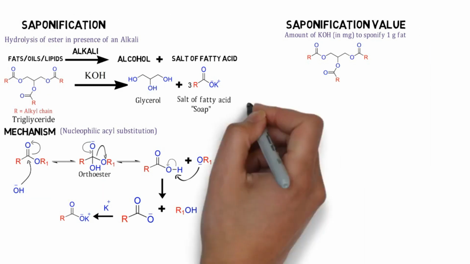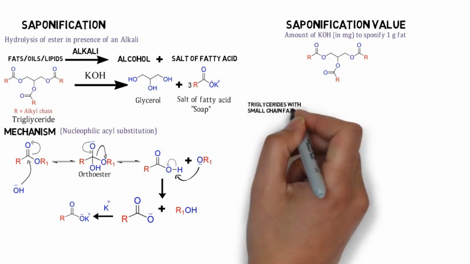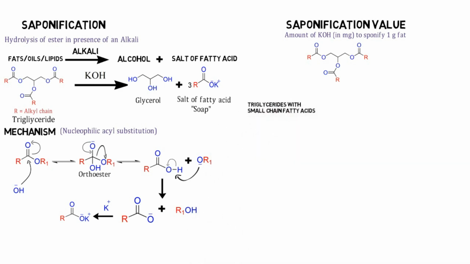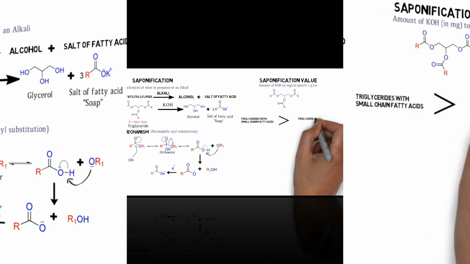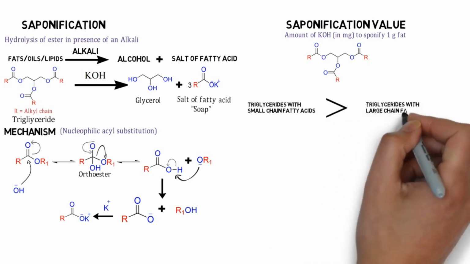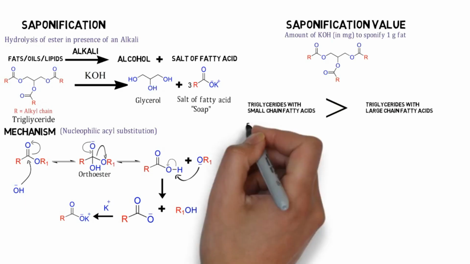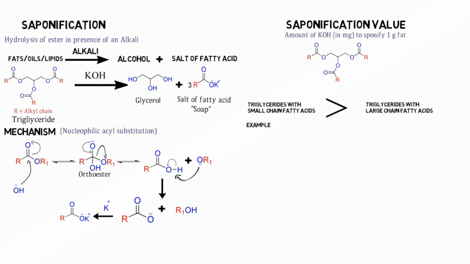It is interesting to note that a triglyceride comprised of small chain fatty acids has a larger saponification value compared to one that has large fatty acid chains. This is logical, as more chains could fit in 1 gram of triglyceride when their size is small. Let me make it clear for you with the help of an example.